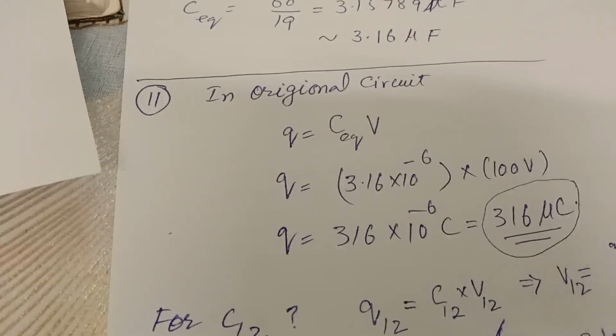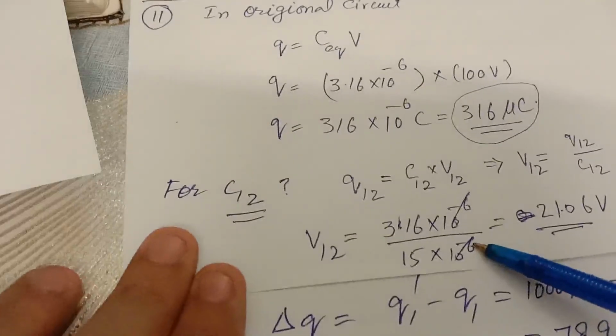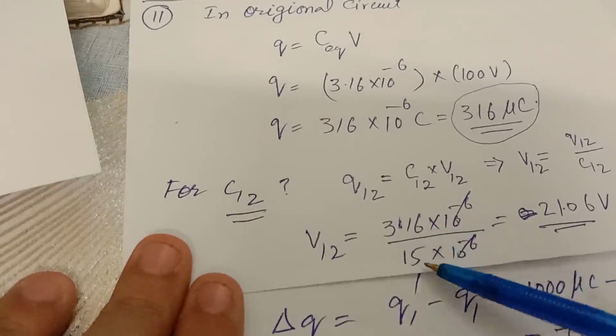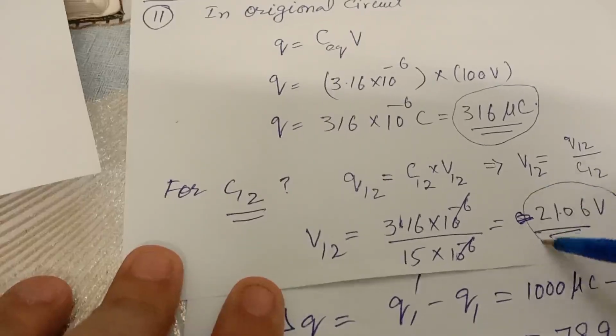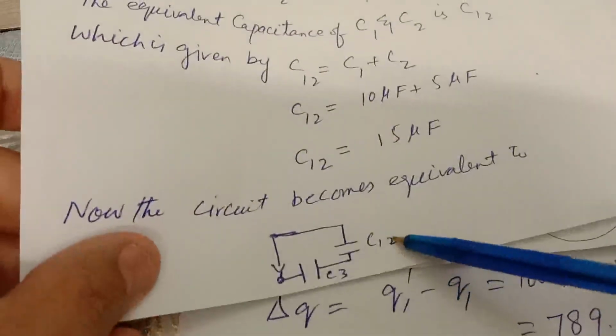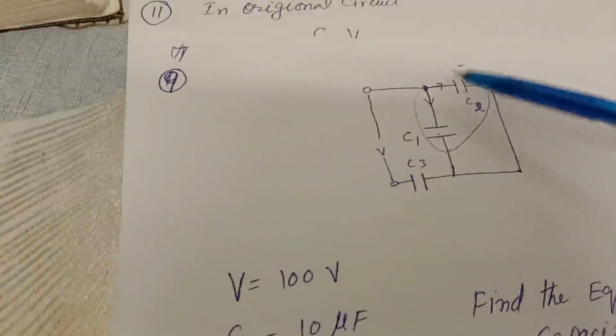We solve it, put in the values. V12 is equal to Q12, which is 316 microcoulomb, over C12, which is 15 microfarad, so the minus 6 cancels with the minus 6, and we get 316 over 15, which comes out to be 21.06 volt. So 21.06 volt is the potential drop across C12. C12 is the equivalent capacitance of C1 and C2. They are in parallel.